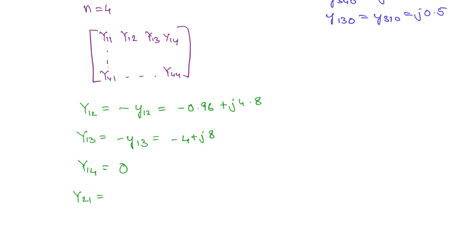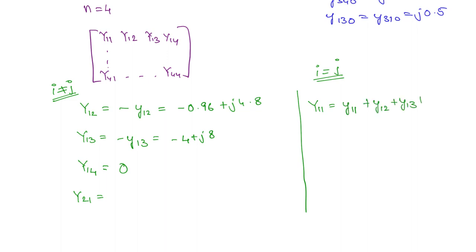Now we will see the diagonal elements. This was for i not equal to j. Now what about i equal to j? Y11 will be equal to all the admittances that are connected to bus 1. So this is y11, the ground admittance, which we will see what that is, plus y12 plus y13 plus y14.